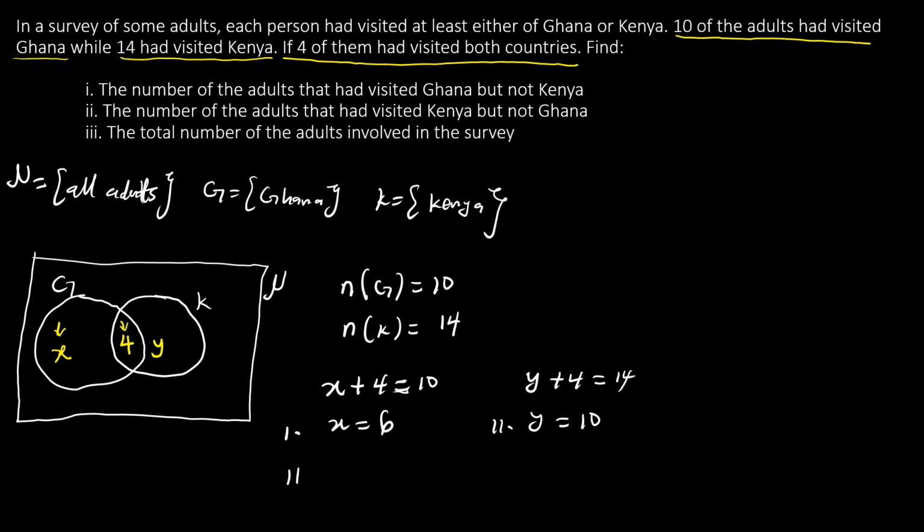Now the third one is the total number of adults involved in the survey. Here we say that X equals 6 and Y equals 10. So adding 6, 4 and 10, you are going to have the number of adults that were involved in the survey. So here we have 6 plus 4 plus 10, and this equals 20. So 20 adults were involved in this survey, and 6 of them have visited only Ghana but not Kenya, and 10 of them had visited only Kenya but not Ghana, while 4 of them had visited both Ghana and Kenya.